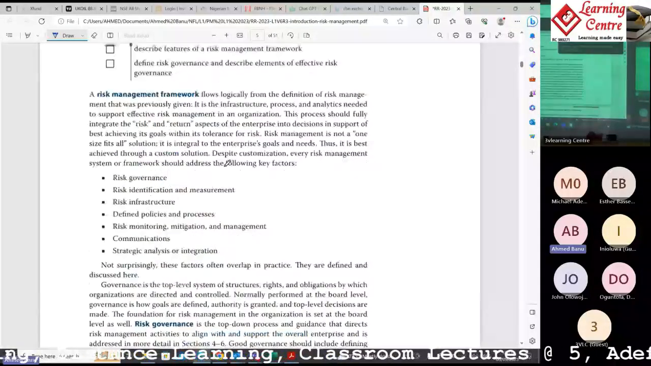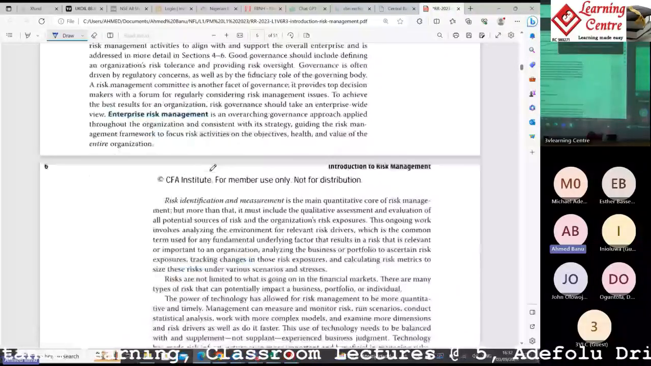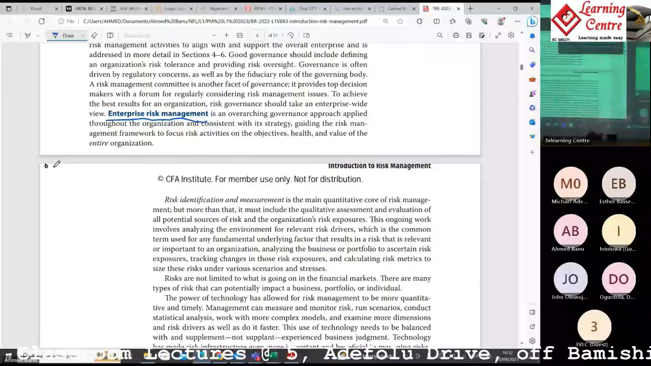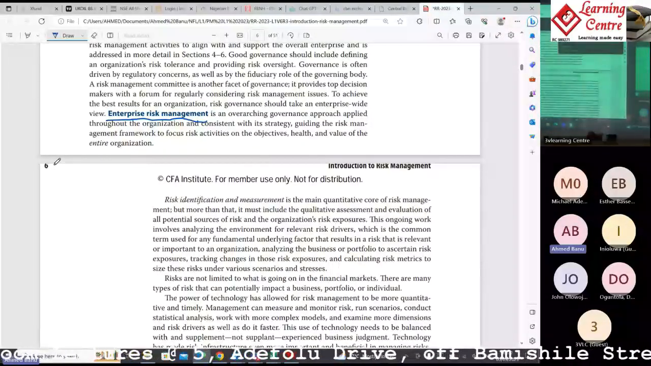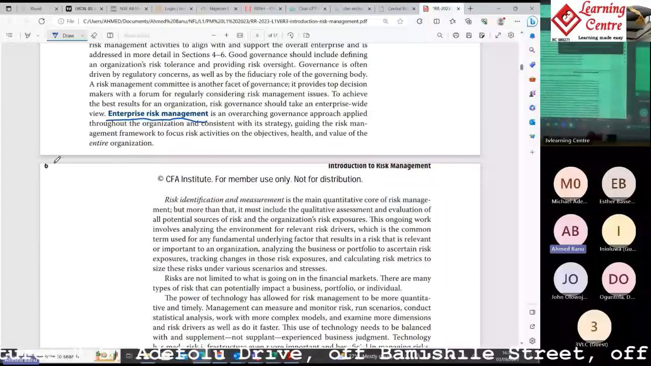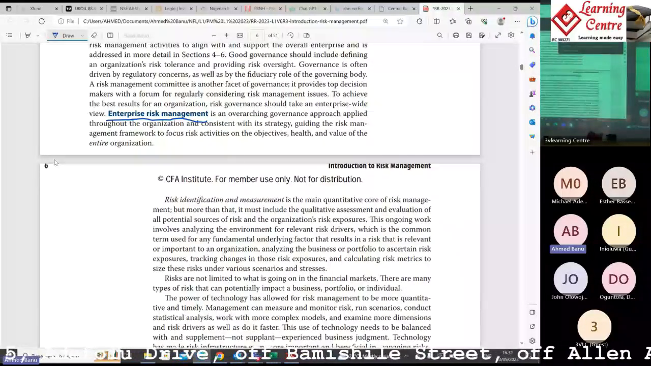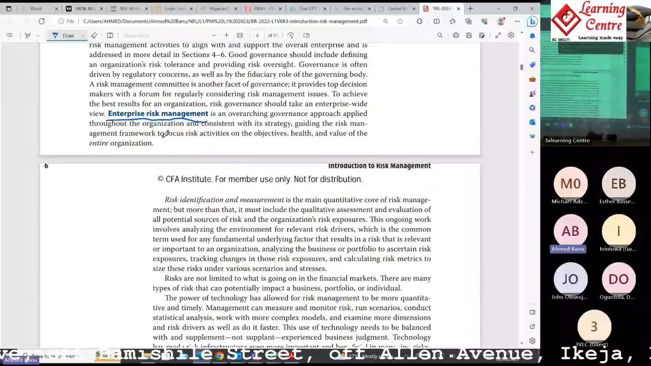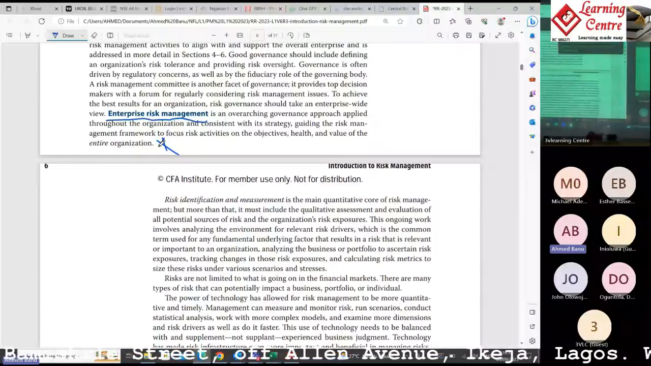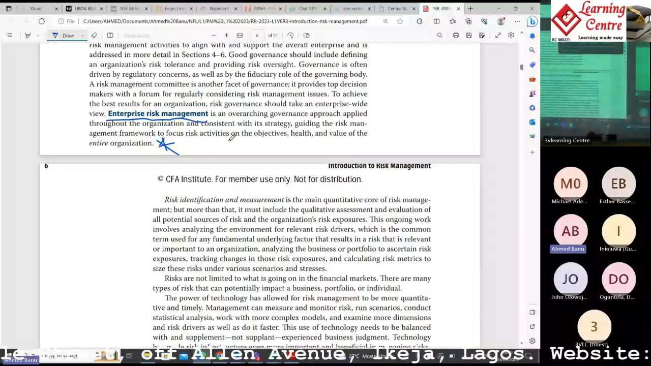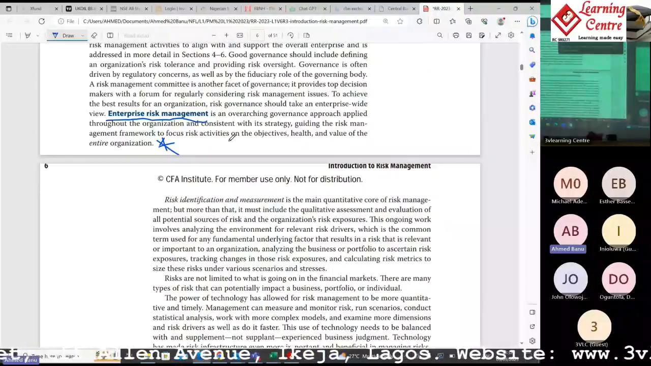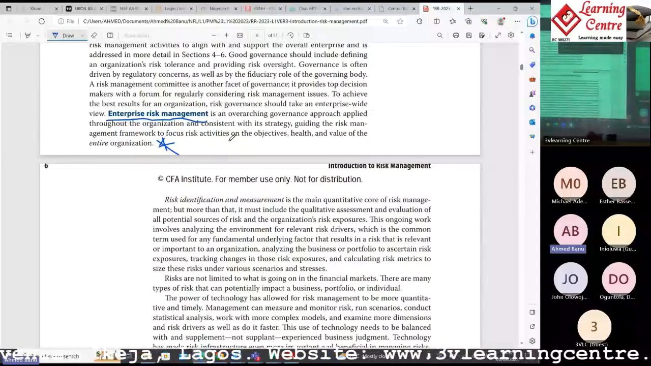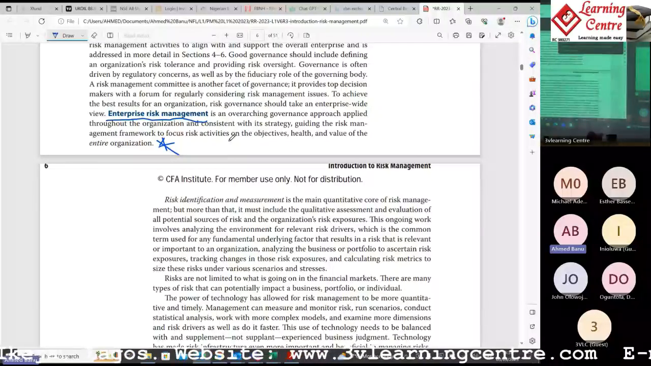So these are the factors of your risk management framework. Remember when I talked about enterprise risk management? Enterprise risk management is an overarching governance approach applied throughout the organization and consistent with its strategy, guiding the risk management framework to focus risk activities on the objectives, health, and value of the entire organization. Now, let me explain what this is about. Remember when I talked about risk governance, I said risk management must flow from the top. It must flow from the board. Everything in terms of risk culture, how you take risk, your risk tolerance, everything must be from the top.